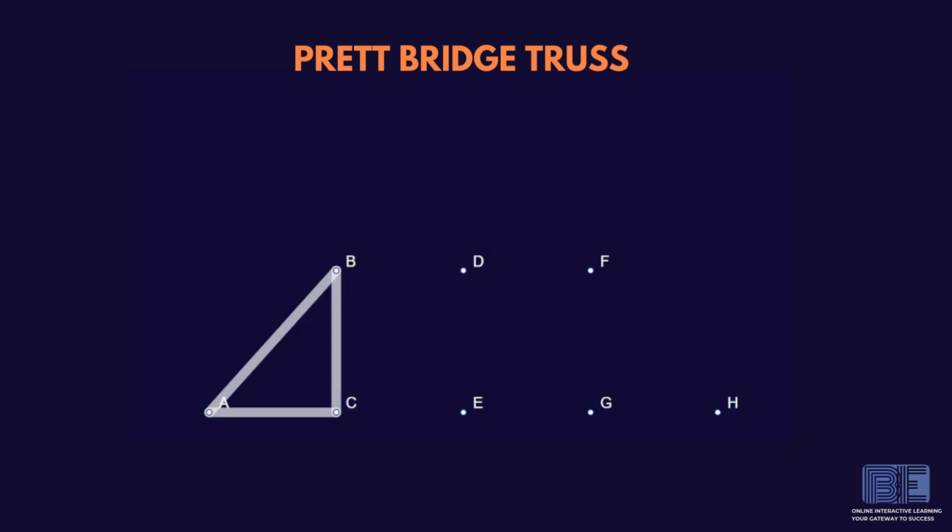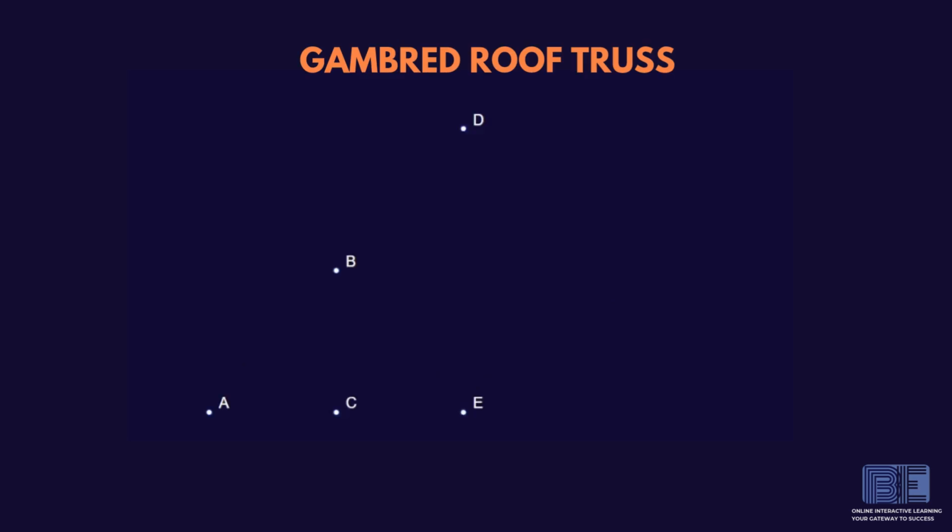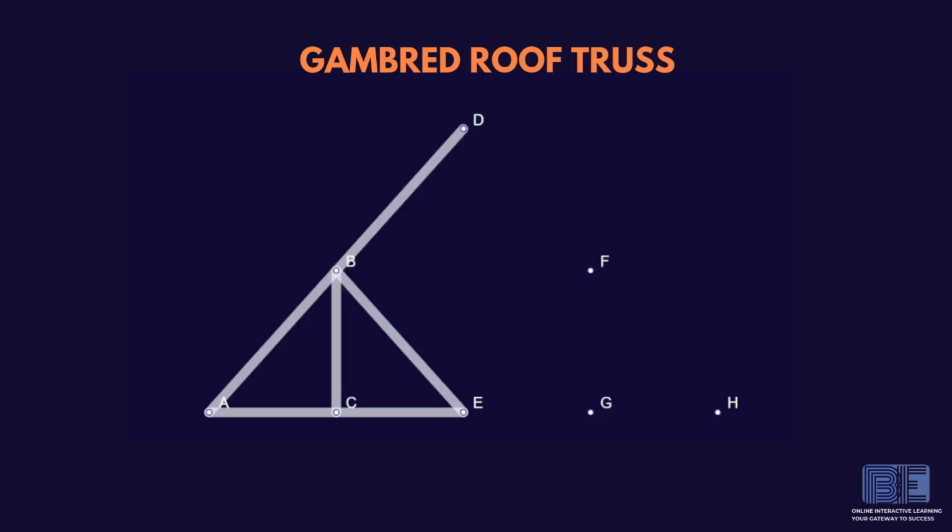Here are some examples of widely recognized trusses commonly used. An example of bridges is the Pratt bridge. Another example, for roofs, is the gambrel roof.